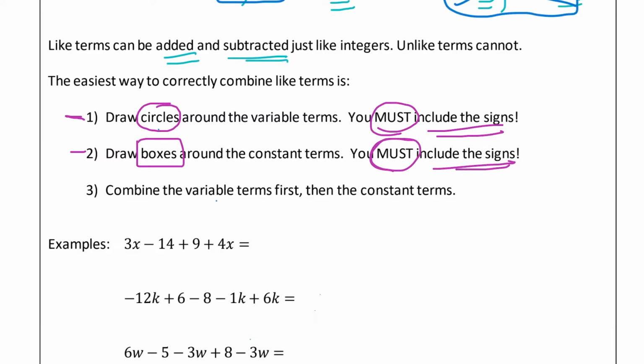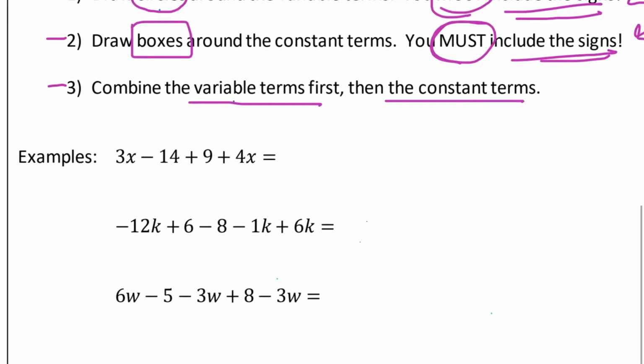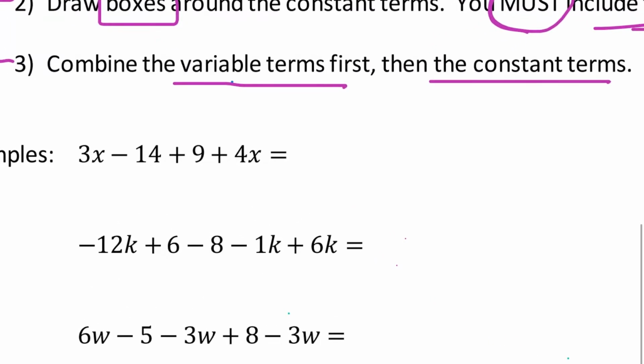And then finally, you're going to combine your variable terms first and then your constant terms. And the signs are going to tell you if you're supposed to add or subtract. So that's how you know what to do, which is why you need to put those signs inside the boxes, okay? I'm going to zoom in a little bit to make this nice and big, and we're going to look at this first example.